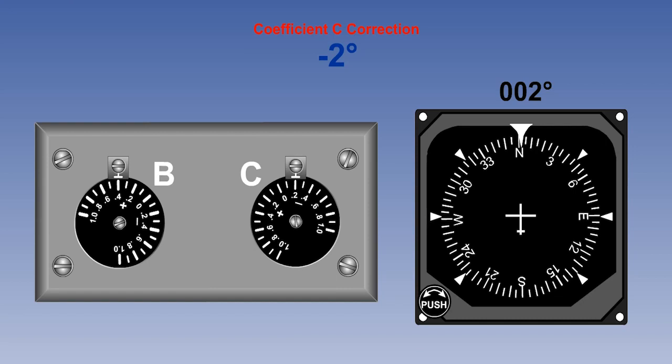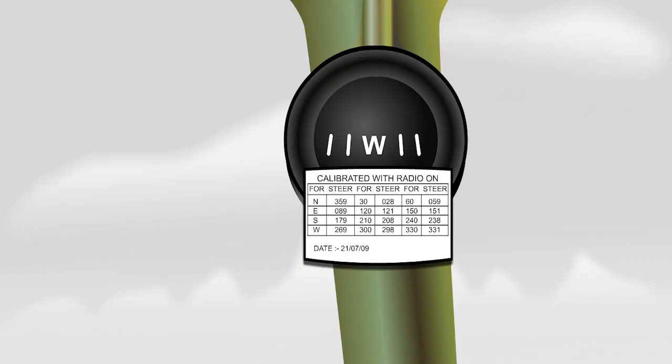However, it is unlikely that all the deviation will be removed by this process, and therefore any residual deviation will be recorded on a compass deviation card, which will be placed adjacent to the aircraft compass. We can see a typical example here, and we can see that the compass is indicating 270 degrees or west.